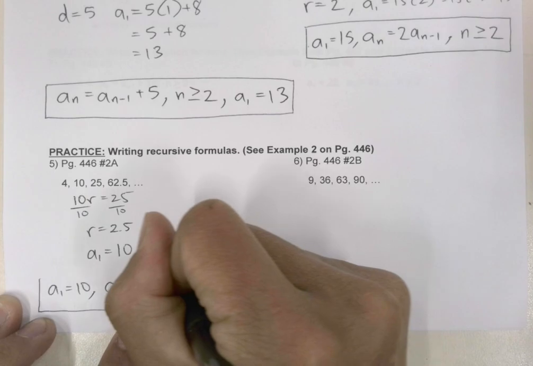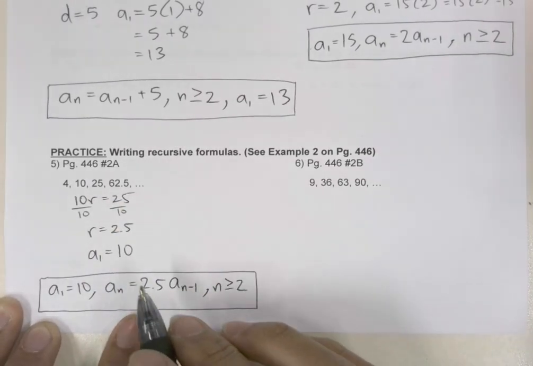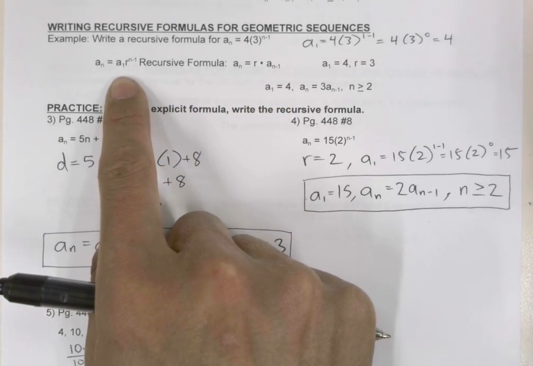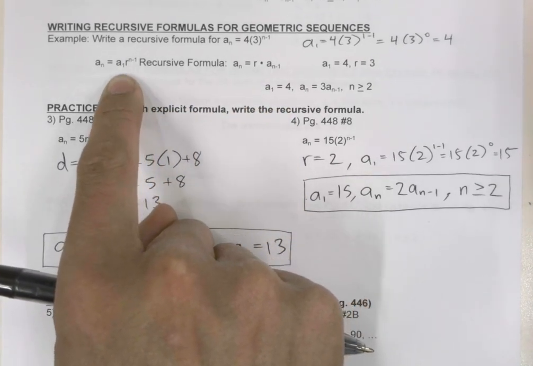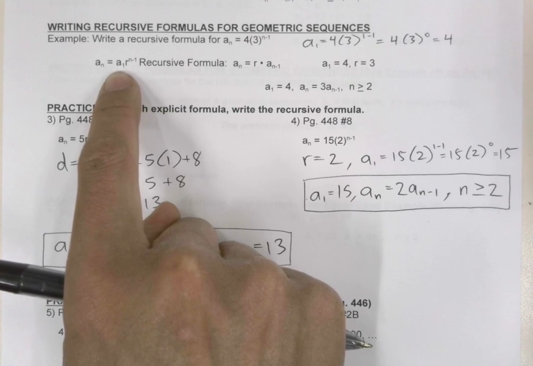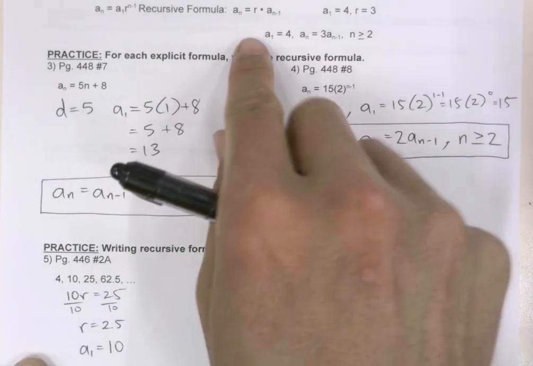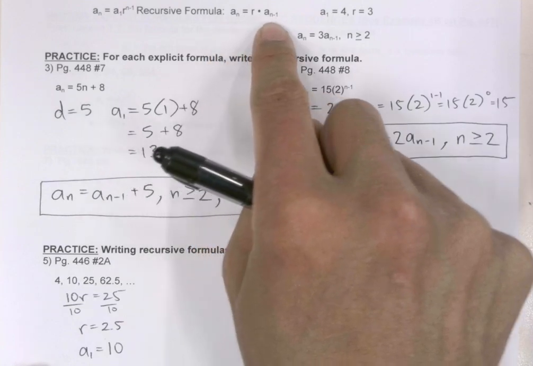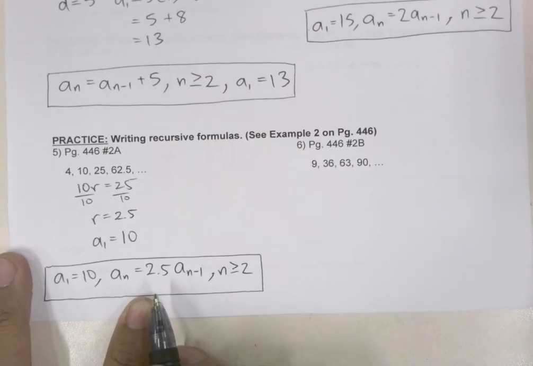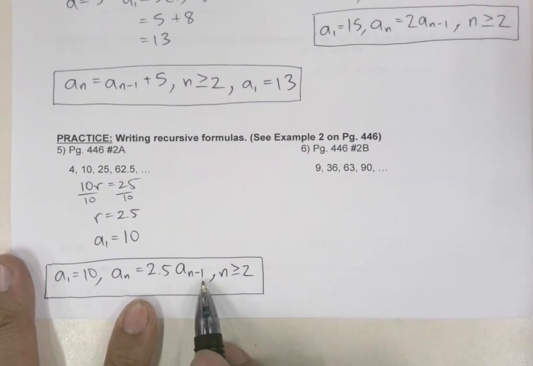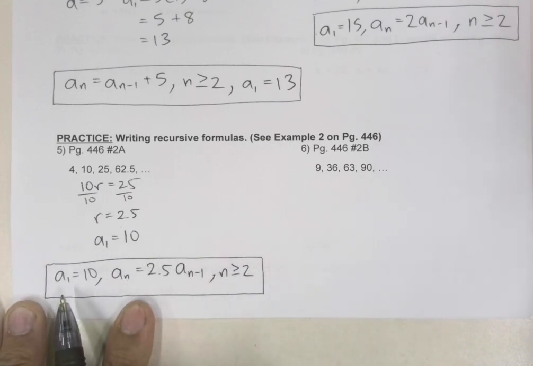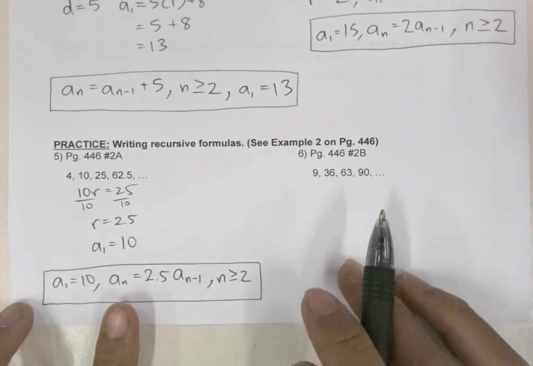And we're done. And so what am I doing here? I'm taking my r and I'm substituting it into my recursive formula for geometric sequences. It's a sub n is equal to r times a sub n minus 1. Right. So that's my recursive formula for geometric sequences, given that a sub 1 is 10 and n is greater than or equal to 2.